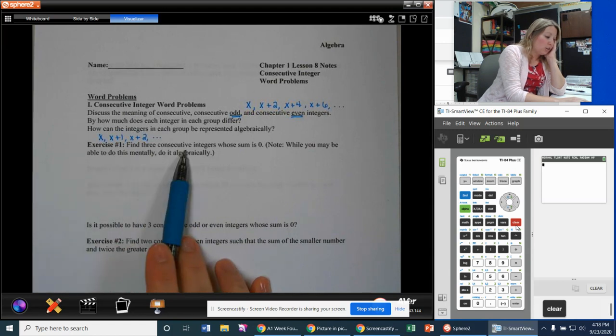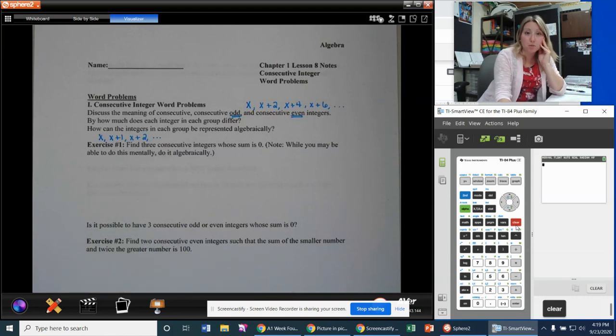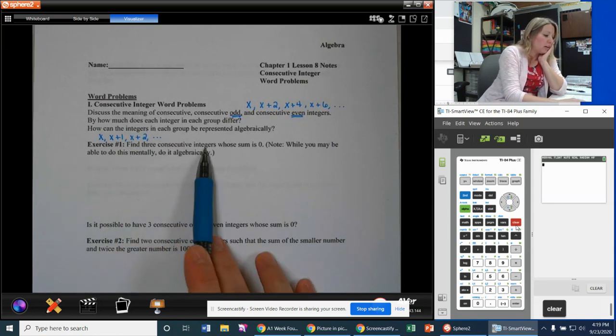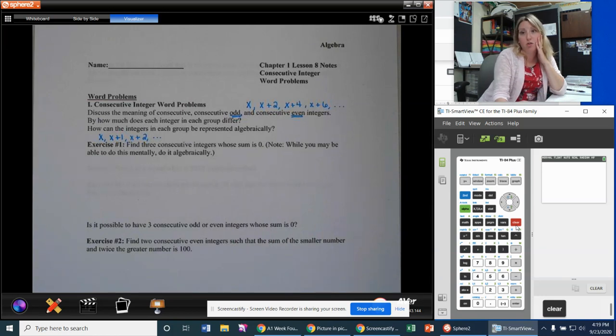I know that you can probably do exercise 1 in your head, but I'm going to show you, using such an easy problem, how you can solve any of these consecutive integer problems. Now, this question was find 3 consecutive integers who add up to 0. Okay, that's pretty easy. It's -1, 0, 1, right? Because -1 plus 1 comes out to 0. And that third one is already 0. So there you have it. So mentally, you can do that and you can get there.